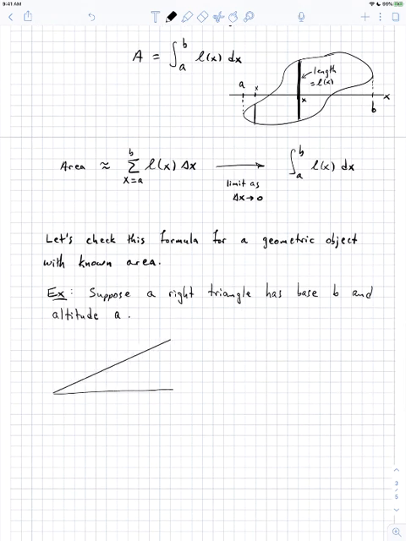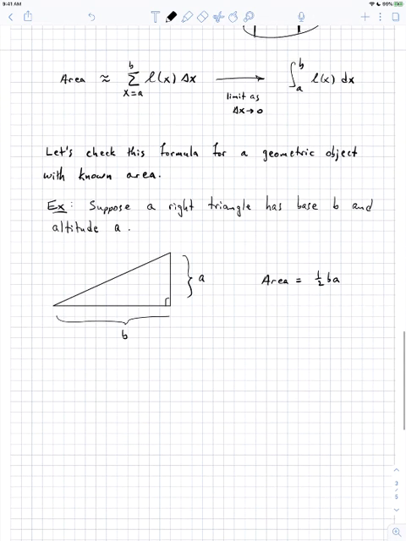So we want it to have base B and altitude A. So the altitude is here, A, and the base is B. We know this information because it's given to us. It's a right triangle. So we also know the area. The area is 1/2 the base times the altitude. So the question is, can we use this method, this basic principle of area, to compute the area of this triangle? So what I'm going to do is I'm going to put it on an x-axis.